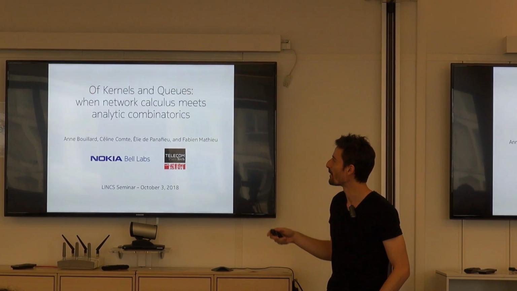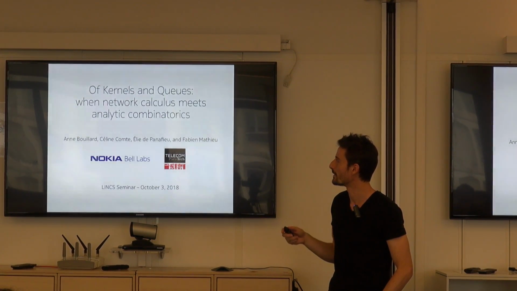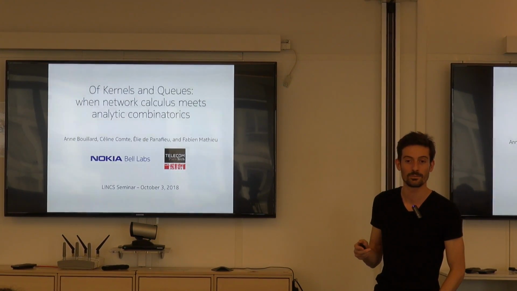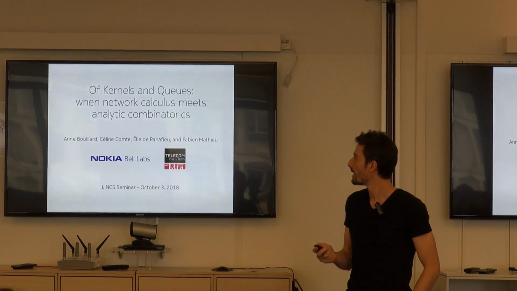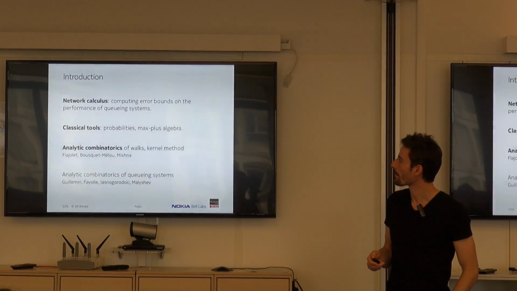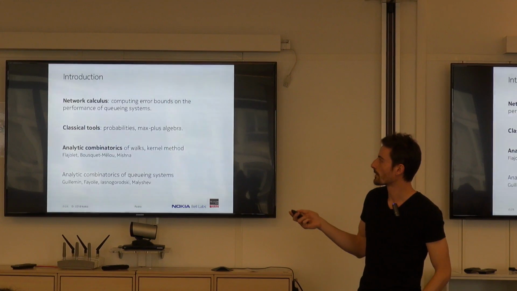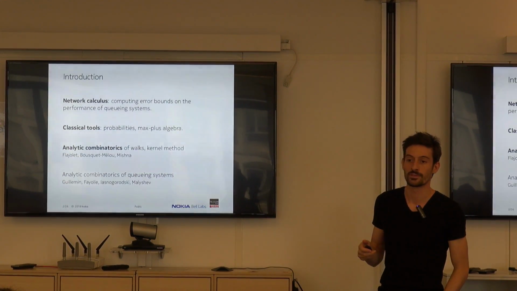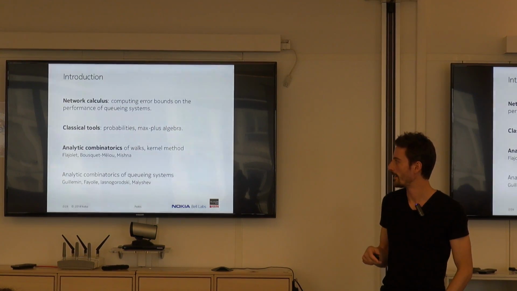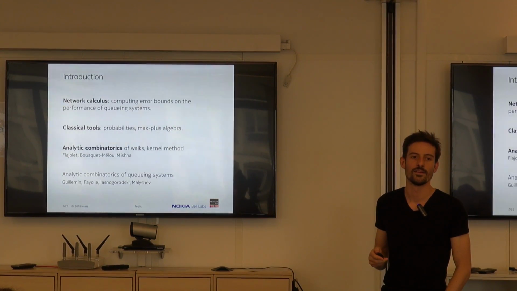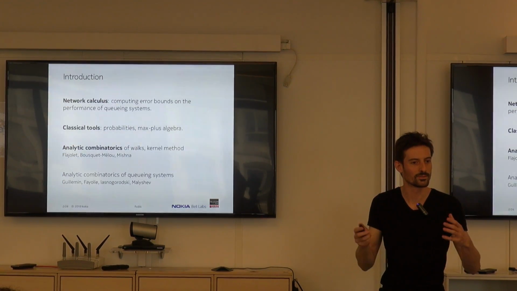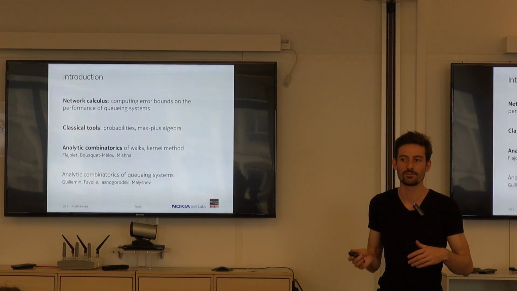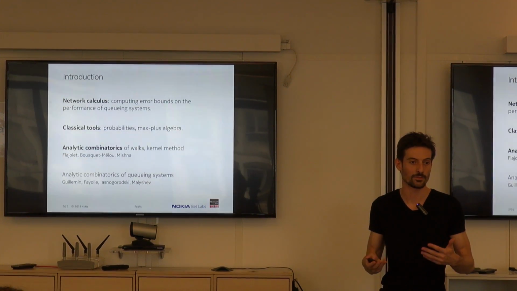So we're going to talk about kernels and queues and an approach based on analytic combinatorics. Network calculus aims at computing error bounds on the performance of queuing systems. And usually it's done using probabilities and max-plus algebra, and those are the classical tools. But today we are going to use a different one, analytic combinatorics.